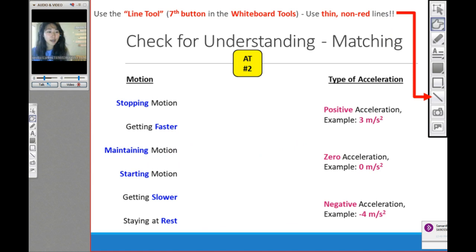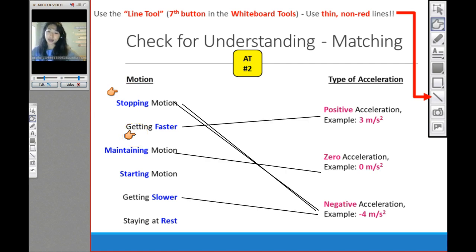Love it. All right, go ahead and match these up really quick, please. Stopping motion, getting faster, maintaining motion, starting, getting slower, staying at rest. Is that going to be positive, 0, or negative acceleration? Match those up very quickly. Let's go, let's go. Remember, use thin lines, and please don't use the color red, because that's what I'm going to use.